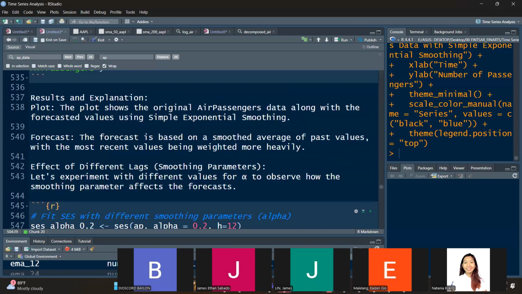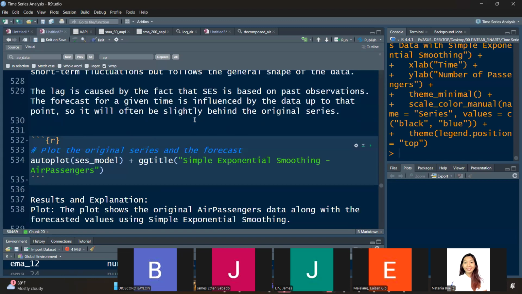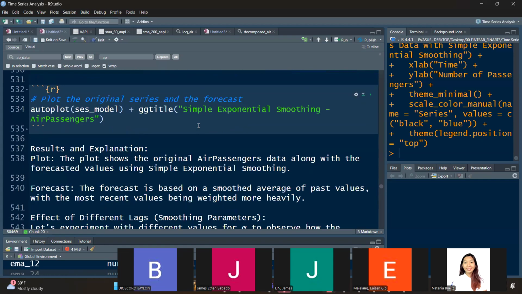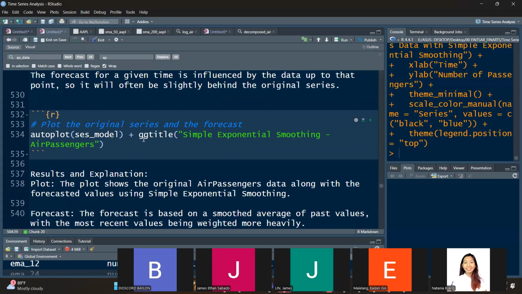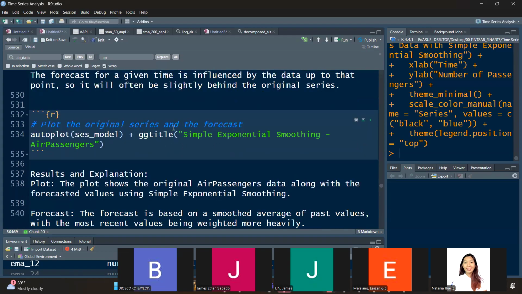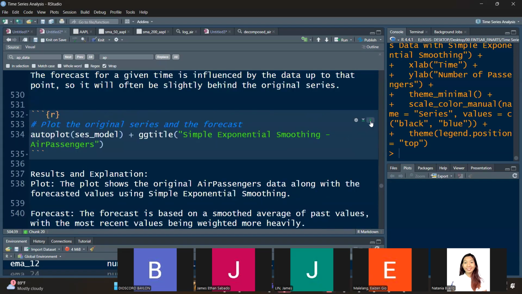All right. So what do we now have here? This is just the plot of the original series and the forecast. You can see here that you have the original series and then the forecast of 12 periods. Come on, let's run.